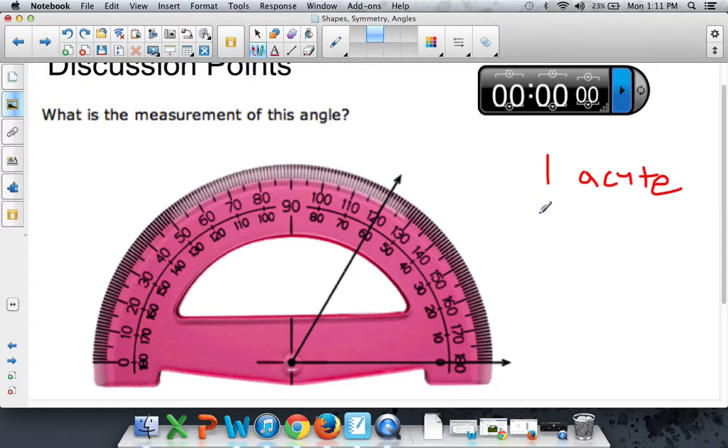Step 2 is, now that you know that it's acute, you have to ask yourself, is acute the big angle or the small angle? Remember, acutes are the small angle. Why is that important? You'll see in a second why knowing that's so important.